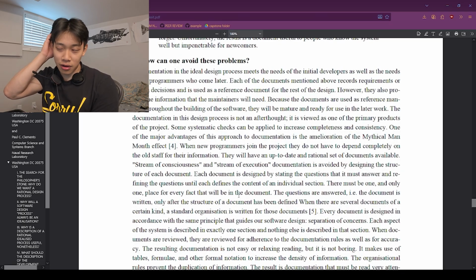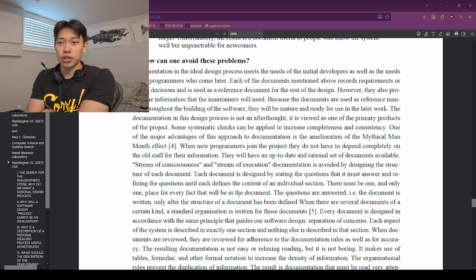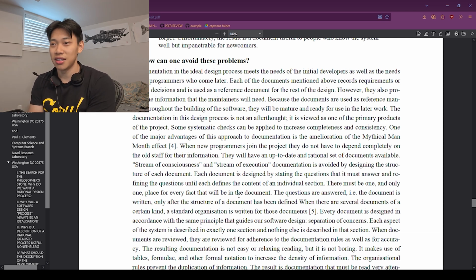B. How can one avoid these problems? Documentation in the ideal design process meets the need of the initial developers as well as the need of the programmers who come later. Each of the documents mentioned above records requirements or design decisions and is used as a reference document for the rest of the design. However, they also provide the information that the maintainers will need, because the documents are used as reference manuals throughout the building of the software. They will be mature and ready for use in the later work.